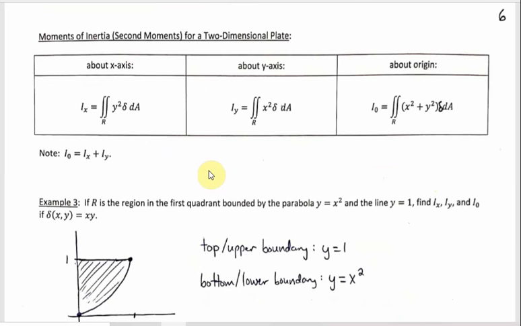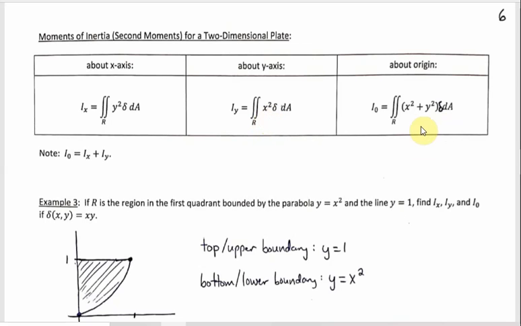The next thing is second moments, the moments of inertia. So for a 2-dimensional plate, you can figure out the moment of inertia about the x-axis, about the y-axis, or about the origin. And notice for the second moments, what's the difference with the thing that you're integrating? Well, first moment had a y, second moment has a y squared. First moment had an x, second moment has an x squared.